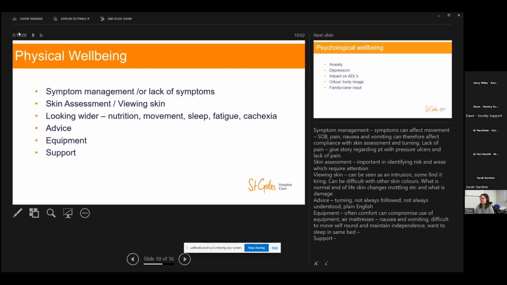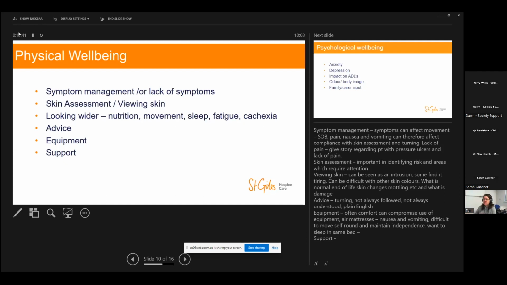Potentially sleep and fatigue can have quite a big impact as well, and obviously cachexia. So again, I've had a patient who's been so cachexic they've literally looked like a skeleton in the bed, and their skin broke down massively. I've never seen it before, I've never seen it since. We actually had to throw away the mattress in the end because her skin had broken down that much that it seeped all the way through. It wasn't very nice to watch, but it was just that natural progression, really.